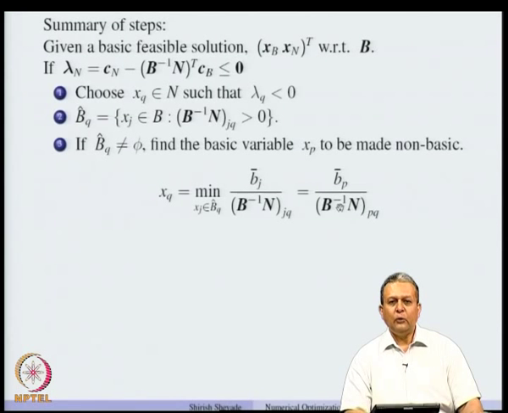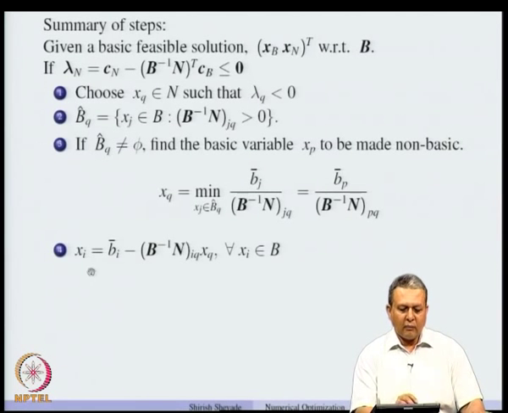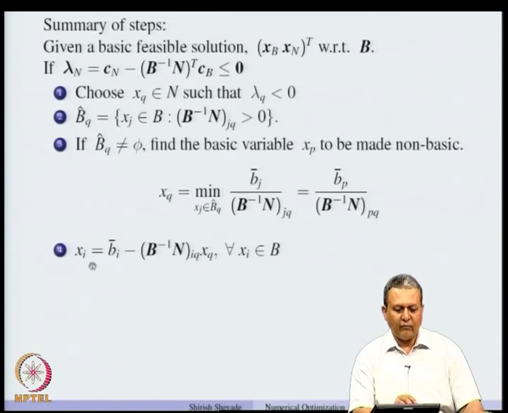Now, once we do this, we need to update all the basic variables. For every basic variable xi, we update it as bi minus B inverse N iq times xq. You will realize that when i is equal to p, we update xp to be bp bar minus B inverse N pq times xq, which will make xp equal to 0. This update will automatically make xp 0, it will make xq positive, and the remaining basic variables get updated using this.